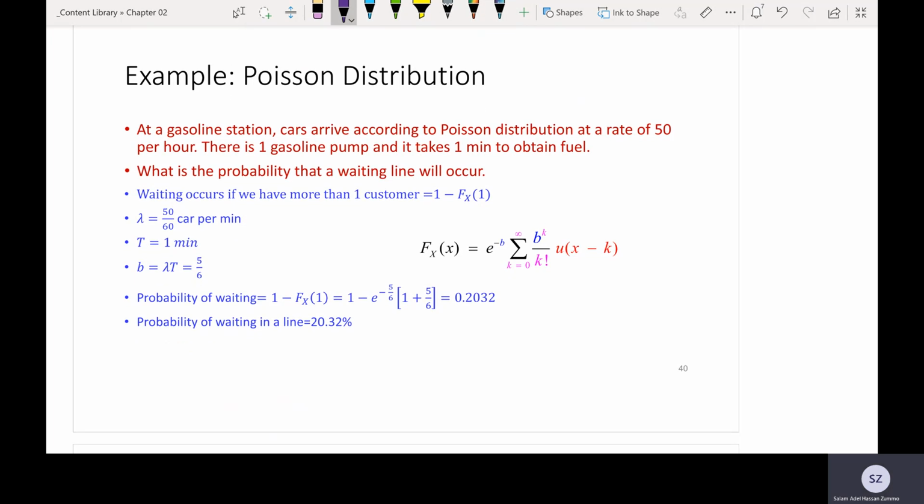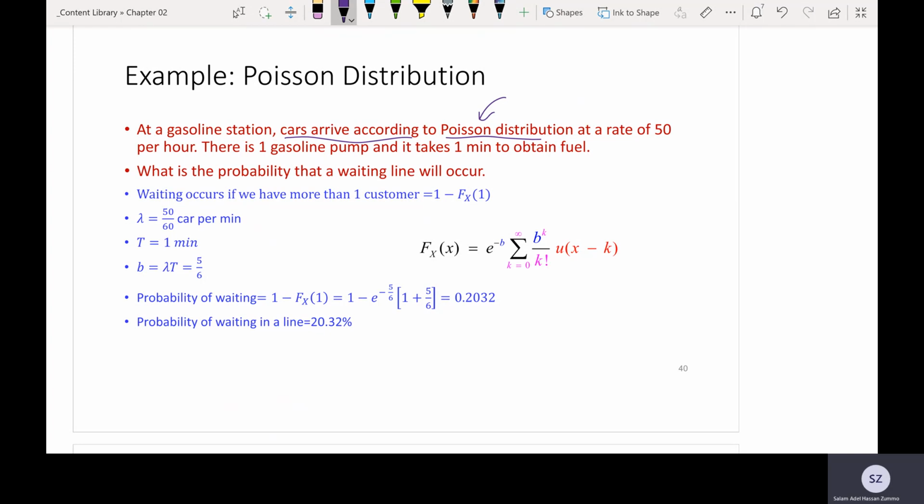So the example says the following. We have a gasoline station. Cars arrive according to Poisson distribution. And why is it Poisson? Because it happens that most counting problems like this, where there's a waiting time and cars arrive randomly, are modeled by Poisson. It's like regression. It happened in nature that many applications are modeled by regression. Similarly, a lot of counting applications and waiting line applications follow the Poisson distribution. Because of that, it's a very important distribution because it solves many problems.